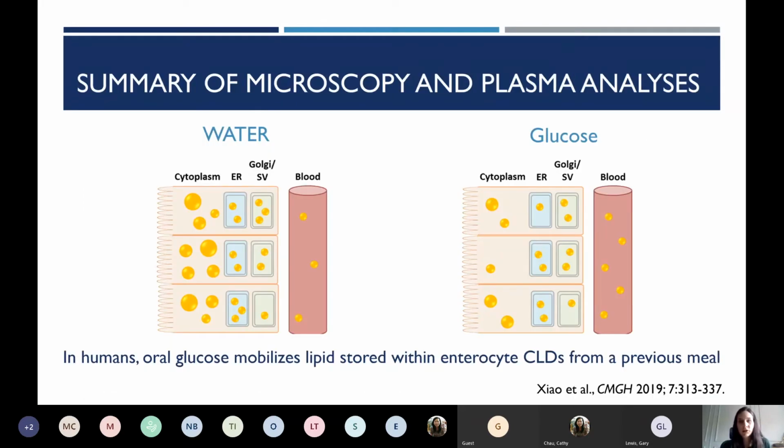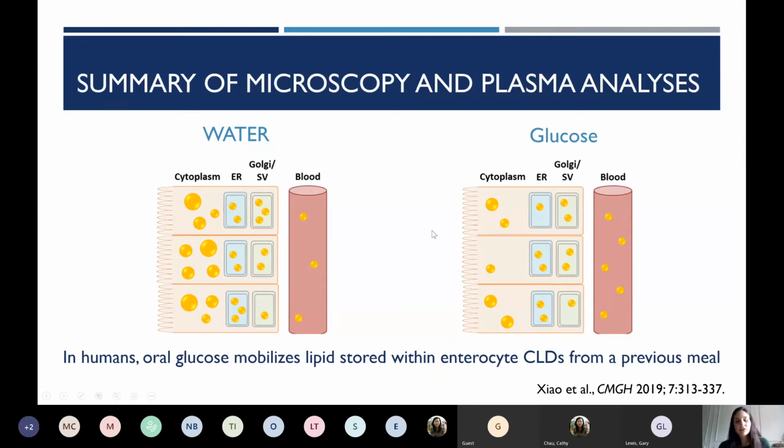So this is published work. I'm just going to summarize what we found from microscopy and the plasma analyses. So when subjects drink water and we look at the duodenal biopsies, we see a lot of these CLDs within the cytoplasm of various sizes, and we also see lipid within the ER and the Golgi and secretory vesicles, and then some chylomicron TG still in the blood.